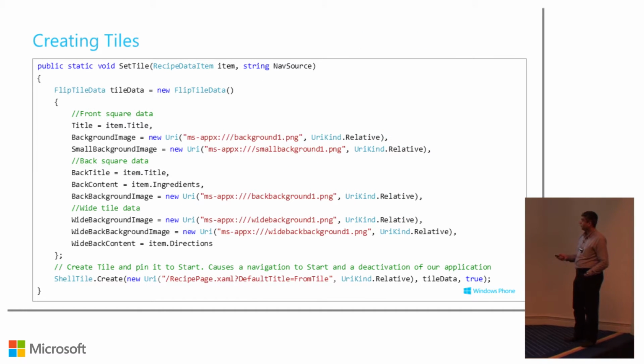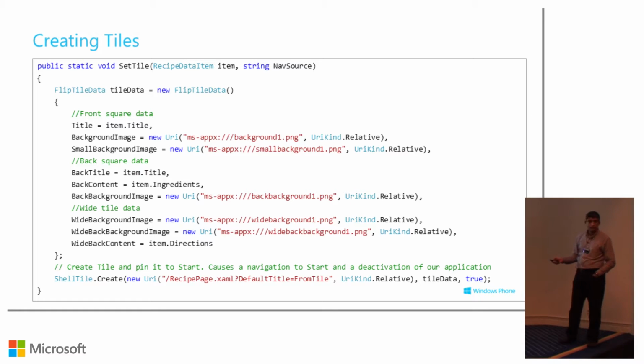So the way you do that is you have the tile class, whichever type of tile you want. If you want a flip tile, you create the flip tile data class, you instantiate that, and then you set the properties for that tile. So in here we have the background image coming from our local folder, right? You have the small background image, you have the background 1, background 2, and then you have the white backgrounds. And then you call ShellTile.Create with the URI.